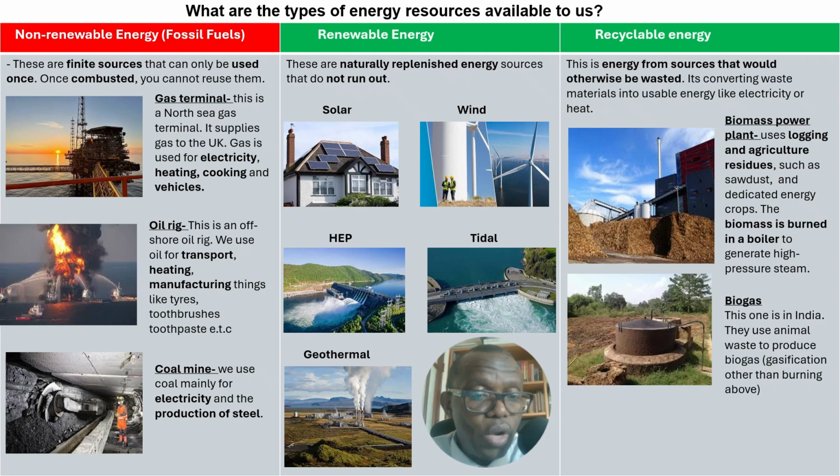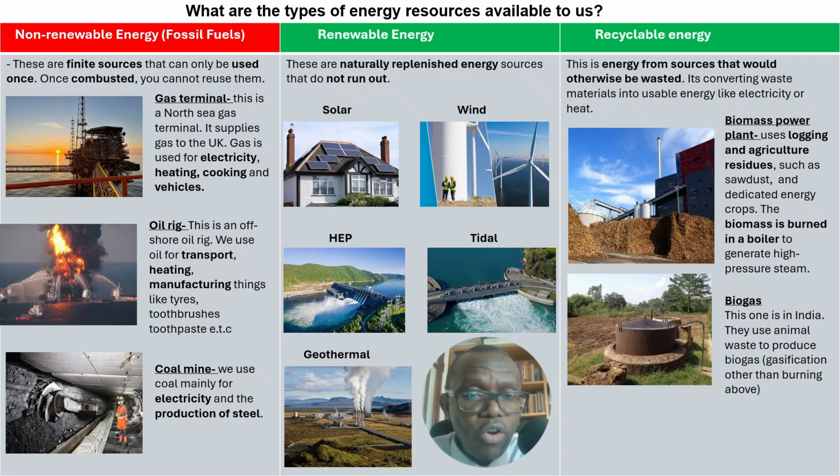And again, the oil is going to be used for transport, for heating, for manufacturing things like tires, toothbrushes, toothpaste, and so on. And then the last picture is showing a coal mine, and the coal is used for electricity and in the production of steel.